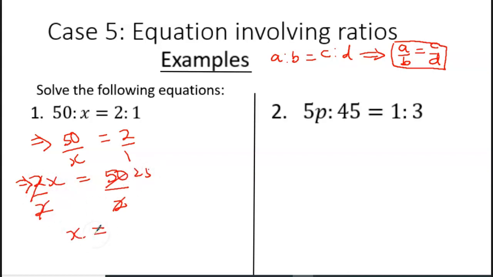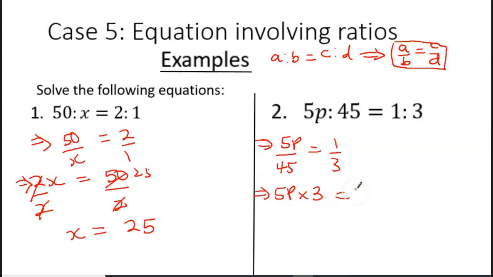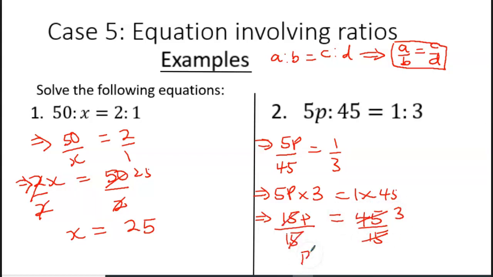So our x is equal to, let's look at p. So this implies that 5p over 45 is equal to 1 on 3. Once again, you cross multiply. So 5p times 3 is equal to 1 times 45. We have 15p is equal to 45. 15 into 45 is 3. So p is equal to 3.